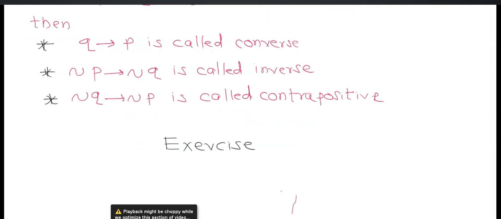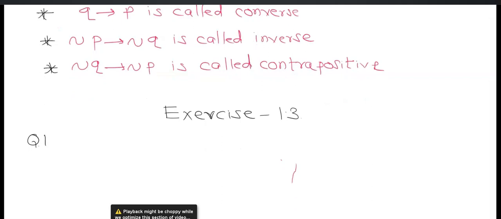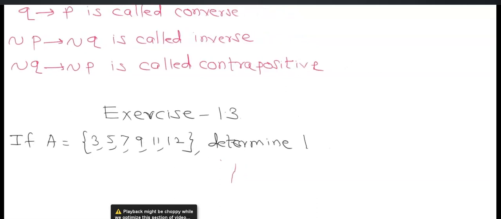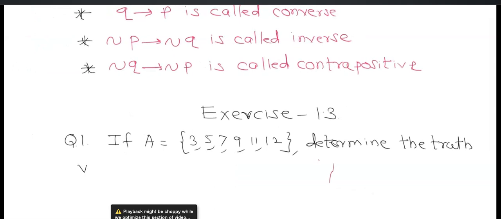Now we'll start Exercise 1.3. The set A is equal to {3, 5, 7, 9, 11, 12}. Determine the truth value of each of the following.